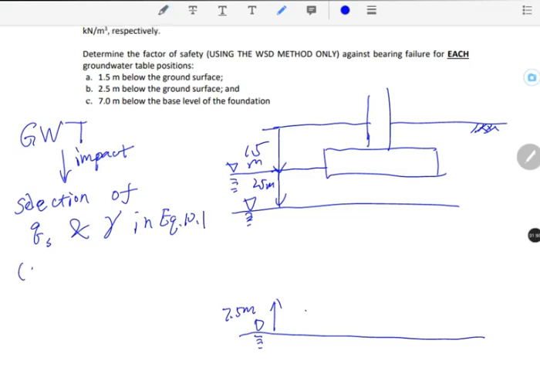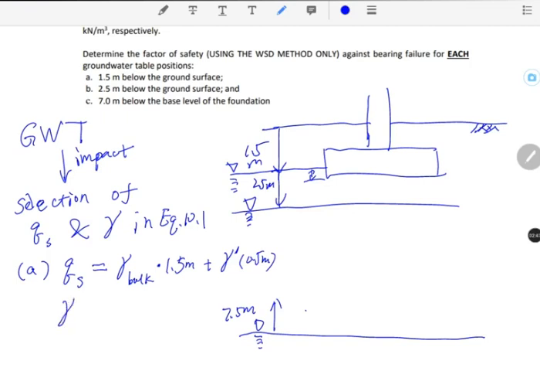For part A, the groundwater table is above the bottom of the footing, so we can calculate QS using the bulk unit weight times the depth of the dry sand, which is 1.5 meters, plus the effective unit weight, which is the gamma saturated minus gamma water, times the depth between the groundwater level and the bottom of the footing, which is 0.5 meters.